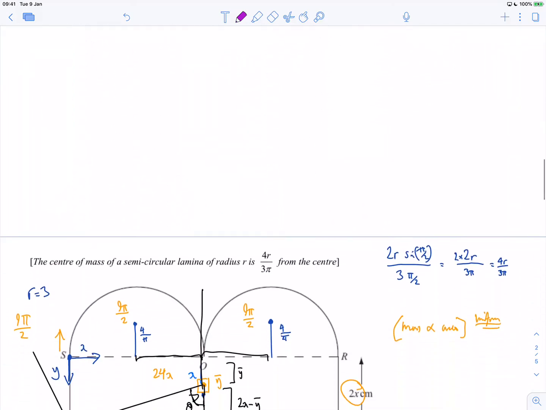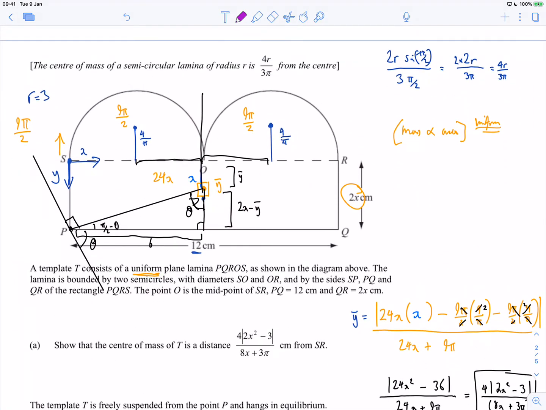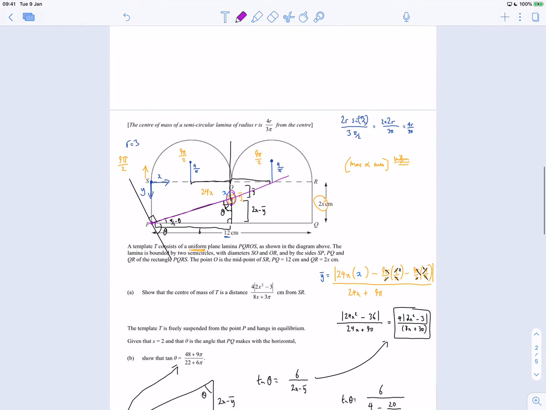Okay, it's the same thing here. If I took this massive shape and I hung it from P, then a line going straight down, like so, somewhere it would cross the centre of mass, which I found already.